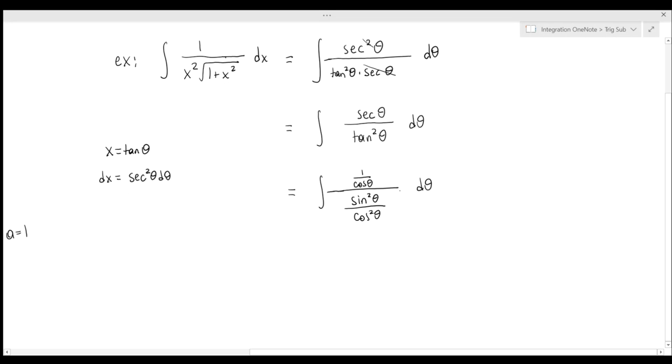And here I'm dividing by a fraction, so I'm going to rewrite this as multiplication by the reciprocal. So instead of dividing by sine squared over cosine squared, we're going to multiply by cosine squared over sine squared.